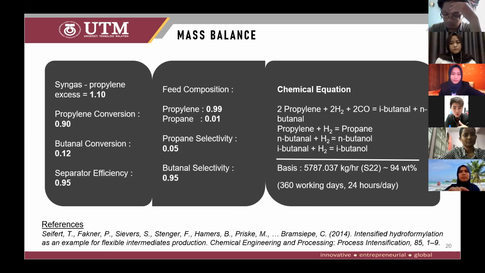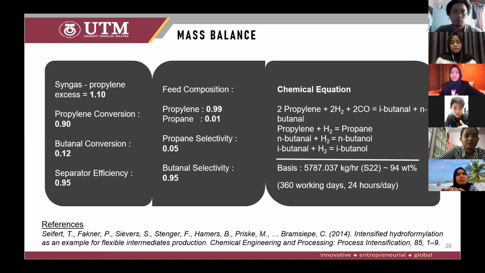So we have 4 chemical reactions in our reactor. The first one, propylene will react with syngas, hydrogen and carbon monoxide, to produce isobutana and also N-butana. The second reaction, which is a side reaction, the propylene will react with hydrogen to produce propane. And then both butana will undergo hydrogenation to form butanol.